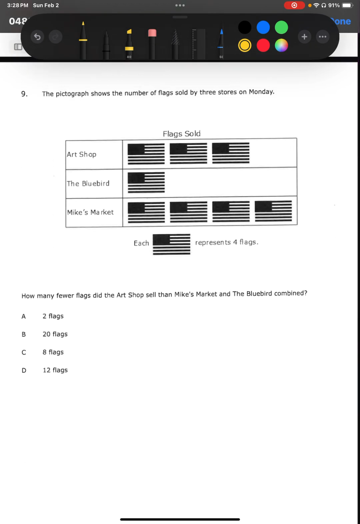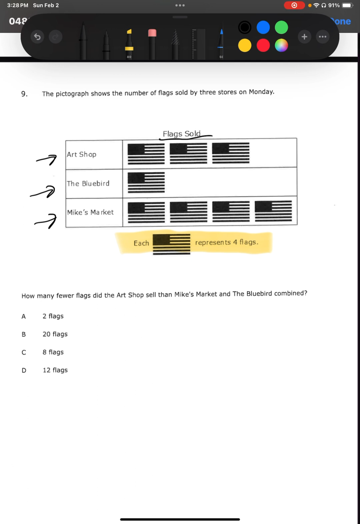9. Picture graphs. The pictograph shows the number of flags sold by 3 stores on Monday. So our title here is Flags Sold. Our shops are the Art Shop, the Bluebird, and Mike's Market. And then the most important thing we do, find the key. That is going to change how we answer this. Each flag represents 4 flags.